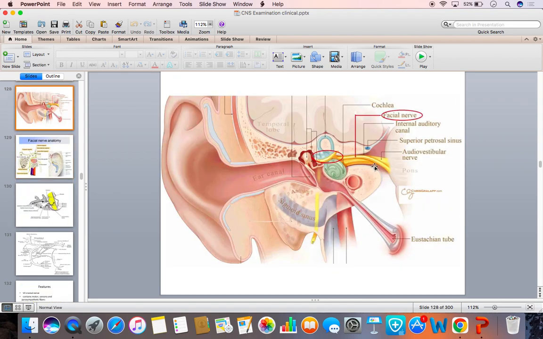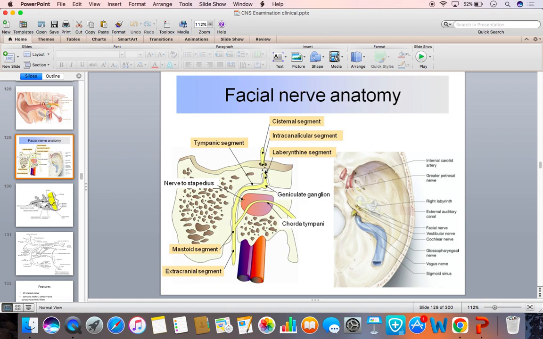This is the facial nerve in close proximity with the vestibulocochlear nerve in the internal auditory canal. This is the facial nerve exiting from the stylomastoid foramen to supply the various parts in the face and the salivary glands and the lacrimal glands, etc. This is the course of the facial nerve in the facial canal, and its branch to the stapedius, and this is the geniculate ganglion. This is the chorda tympani that carries the fibers for the taste sensation from the anterior two-thirds of the tongue.